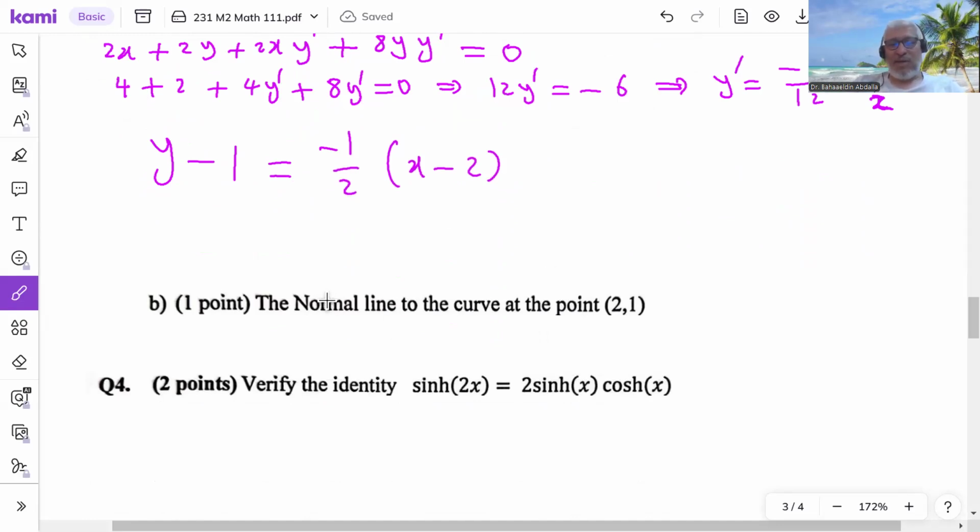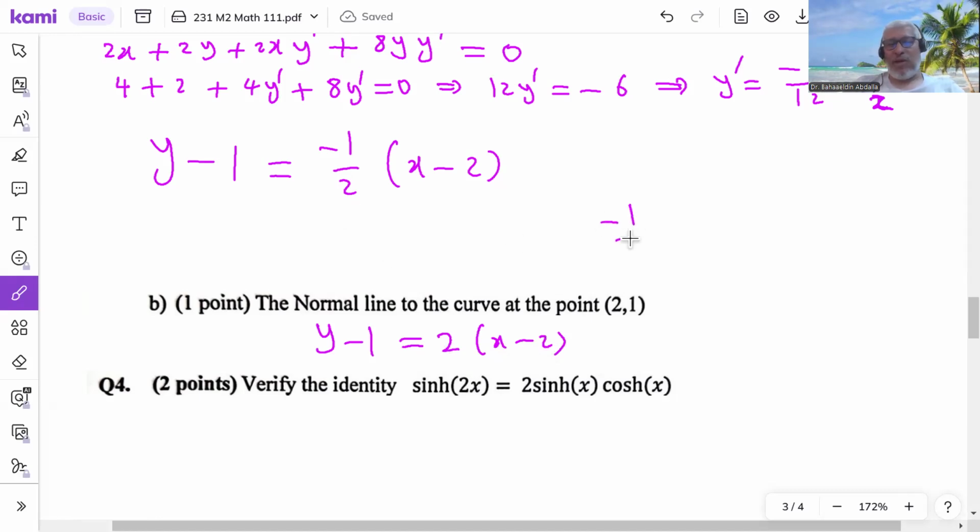Well, the normal is perpendicular to the tangent. Normal and tangent are perpendicular. If the tangent is like this, tangent to the curve, then the normal would be perpendicular. So we found the slope of the tangent, -½. What would be the slope of the perpendicular line? We just find the reciprocal and multiply by negative. So -½, what is the reciprocal? 2 over -1, multiply by negative, so it would be 2.